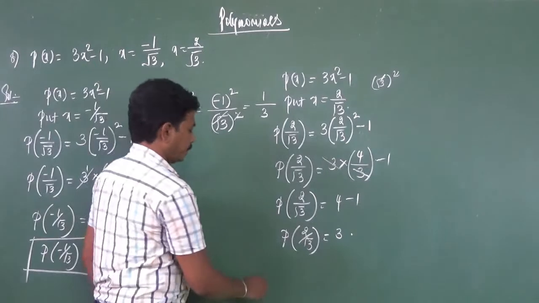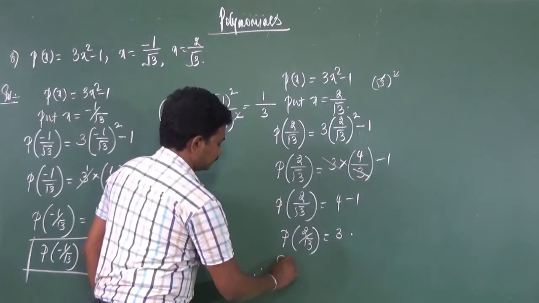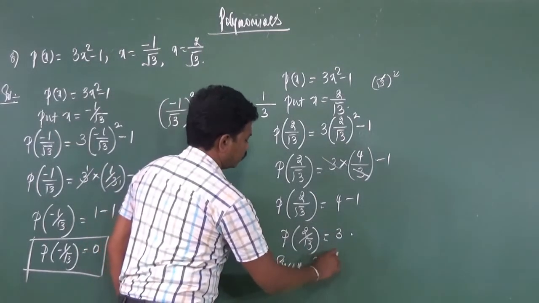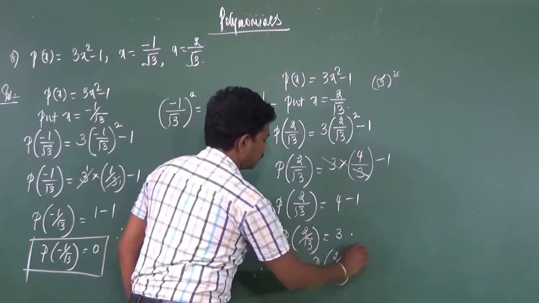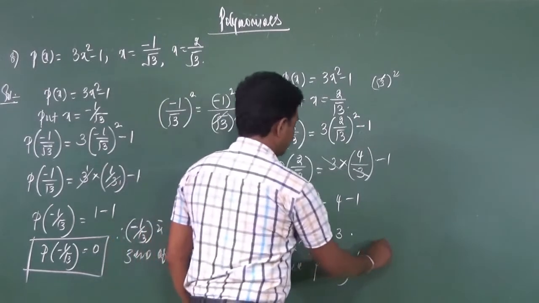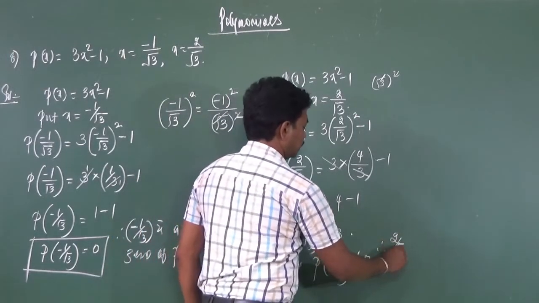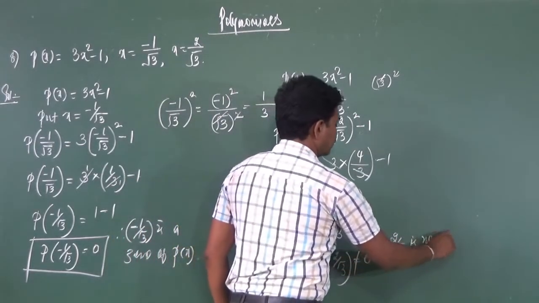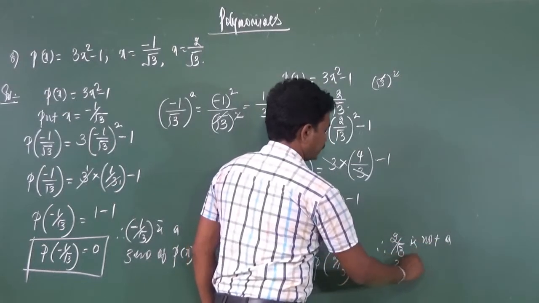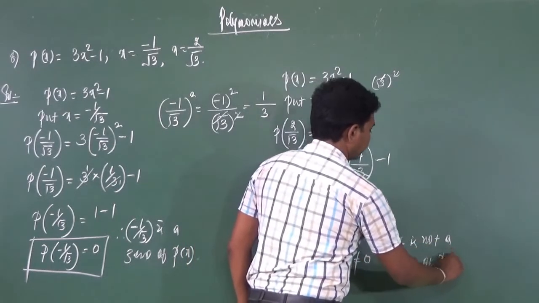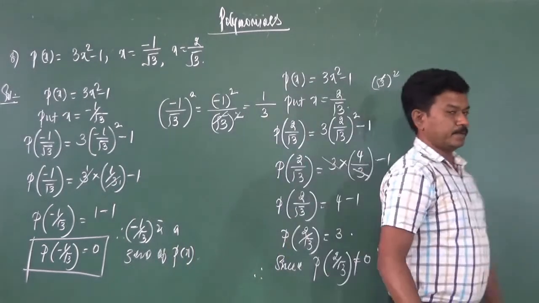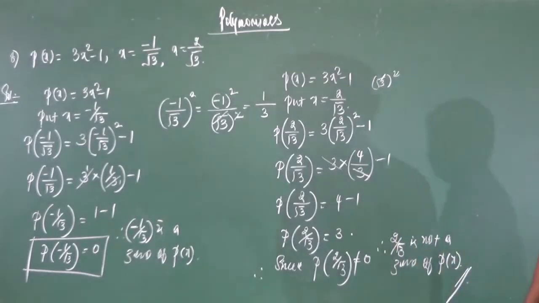So therefore, since p of 2 by root 3 is not equal to 0, 2 by root 3 is not a 0 of p of x. I hope you are enjoying the problems, right?